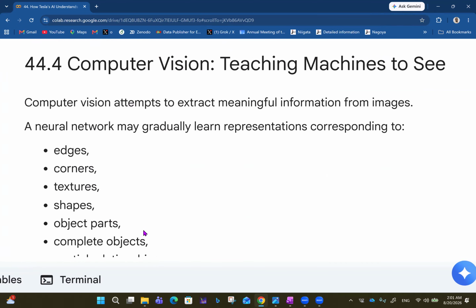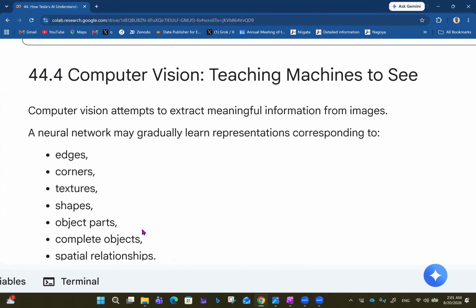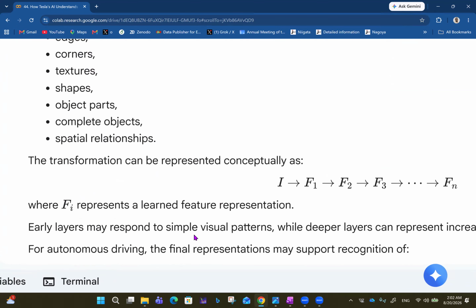But the reality is even more than that. For computer vision, we are teaching machines to see. That's why a library like OpenCV is used when it comes to computer vision in Python. Computer vision attempts to extract meaningful information from images. A neural network may gradually learn representations corresponding to edges, corners, textures, shapes, object parts, complete objects, and spatial relationships.